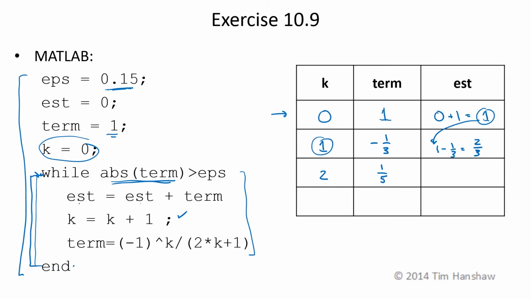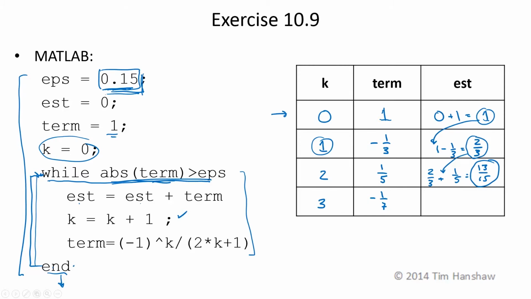The absolute value of term is 1/5, which is 0.2. That is greater than EPS, which is 0.15. So I enter the loop. Est is its old value plus 1/5, which is again 10 over 15 plus 3 over 15, which is 13 over 15. K is equal to k plus 1, so 2 plus 1 is 3. Term is -1 cubed, which is -1 over 2 times 3 plus 1, which is -1/7. Go back up to the while statement. 1/7 is slightly less than 0.15, so this is not satisfied, and I'm done. I jump out of the while loop. There's nothing else to do. This problem is over, and my final value is going to be 13/15.